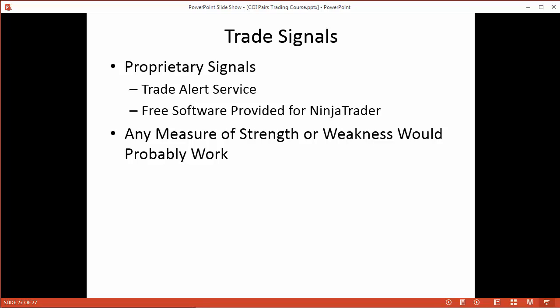Now, you don't have to use our trade alert service. You could use any indicator that tells you whether a stock is overbought or oversold, whether it's strong or weak. The main takeaway is you want to find opportunities in your pairs where one side of the pair seems to be strong and the other side of your pair seems to be weak. And what we'll do is we'll buy the weak one and we'll sell the strong one. That gives us the best opportunity to profit as the pair resumes its normal business or trading relationship.